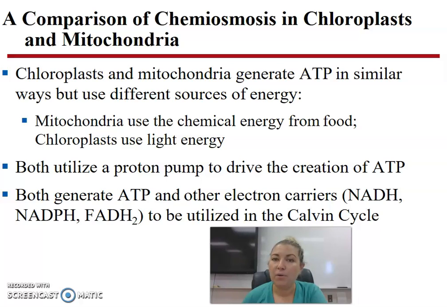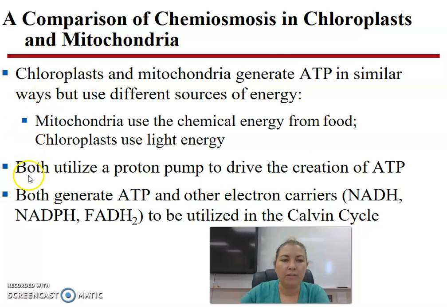They also can generate ATP. We think of mitochondria as the powerhouse of the cell, and it is true that most of the ATP that living things use comes from the mitochondria, but the chloroplasts also generate ATP so that they can transfer energy from the light reactions to the dark reactions. So they both utilize these electron carriers. They both are utilized for cycles, and they then regenerate the electron carriers to be used again.